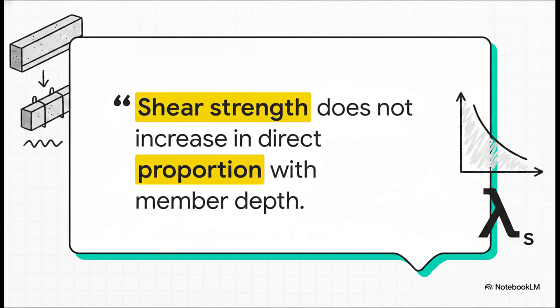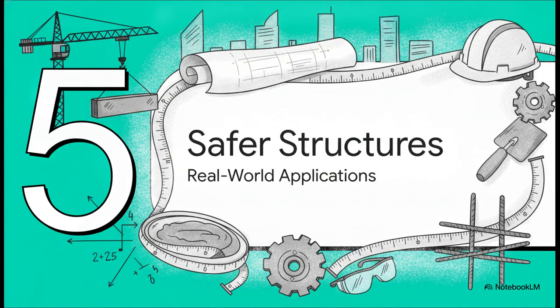It's so counterintuitive, right? So because of this inherent weakness, ACI 318-19 introduces a brand new variable. It's called lambda s, the size effect modification factor. Since deeper members lose proportional shear strength, this new factor legally forces engineers to mathematically account for that weakness right in their calculations.